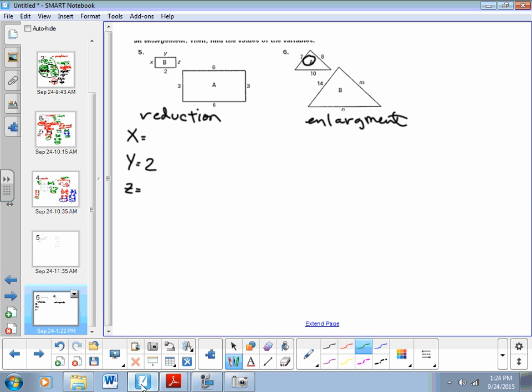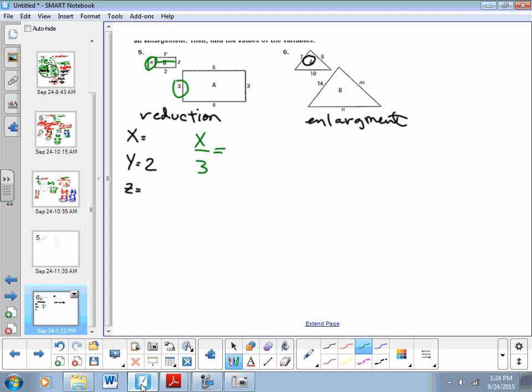So I want you to keep in mind, we don't know x. But do you see which side x corresponds to on the original image? X and z are the sides opposite of each other. But x on the smaller figure corresponds to what side on the bigger figure? 3. Those are corresponding sides, so we can set up x over 3.